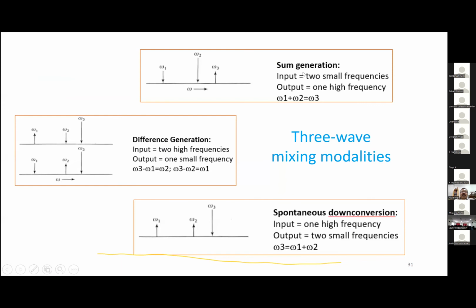So essentially, there is sum frequency generation, there is difference frequency generation, there is spontaneous parametric down conversion. Which phenomenon happens also depends on the input you give. When you have two small frequencies as the input, you have sum frequency generation. When you have two high frequencies, you have difference frequency generation. And when you have just one high frequency as the input and two small frequencies as the output, you have spontaneous parametric down conversion.